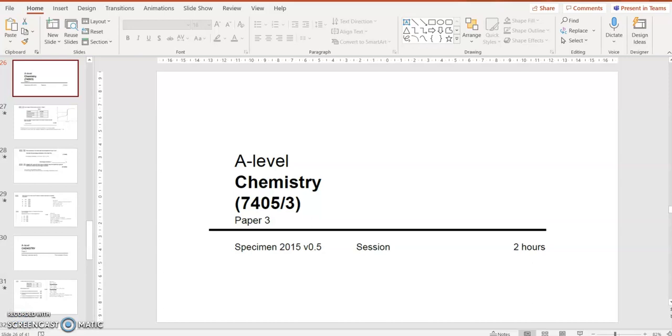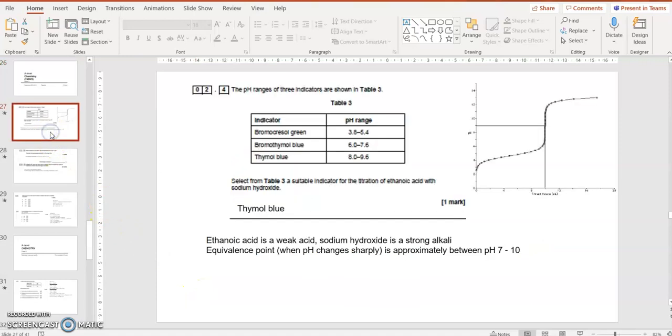Right, let's have a look at acids and bases on paper 3, specimen 0.5, paper 3. So I've got a graph showing, it looks as if, some sodium hydroxide, with a very high pH going up to pH 13, has been added to something at pH 2. Maybe it's a weaker acid, ethanoic acid. It has a high pH for a weak acid at the beginning, but it says it's ethanoic acid, so it's a weak acid and a strong base, sodium hydroxide.